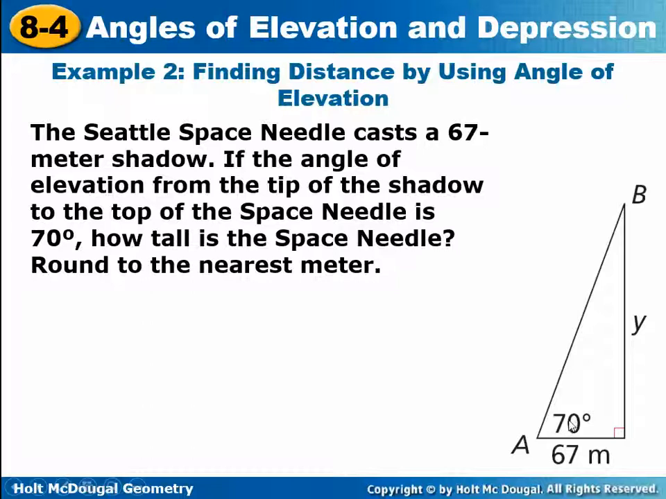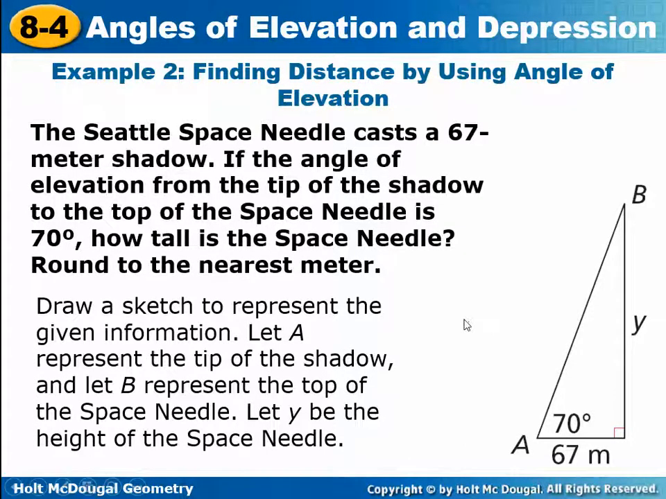All right, so we've got a right triangle formed by this angle of elevation. We know that this side is 67 meters. We could find angle B if we needed to. How are we going to find Y? Well, it's a right triangle, but we can't use the Pythagorean theorem because we only know one side. What you've learned this chapter is that you can use trig functions, sine, cosine, and tangent, in order to find missing sides.